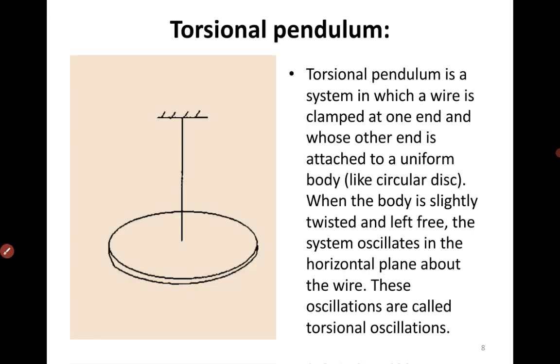Then we will discuss the torsional pendulum. This torsional pendulum is a system in which a wire is clamped at one end and whose other end is attached to a uniform body, like a circular disc or a circular metallic rectangular plate. When the body is slightly twisted and left free, the system oscillates in the horizontal plane about the wire, and these oscillations are called torsional oscillations.